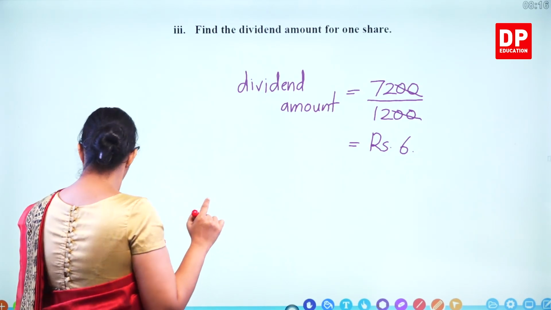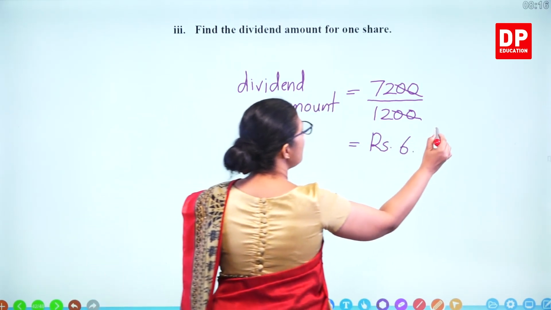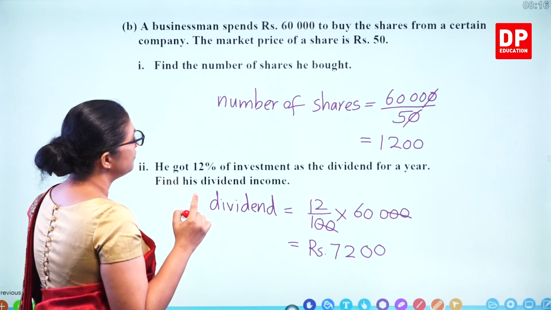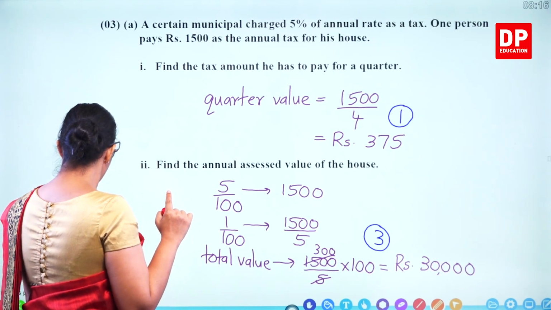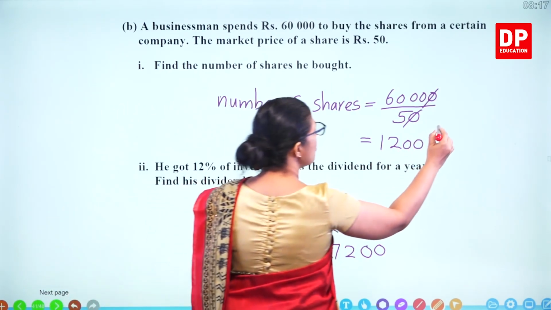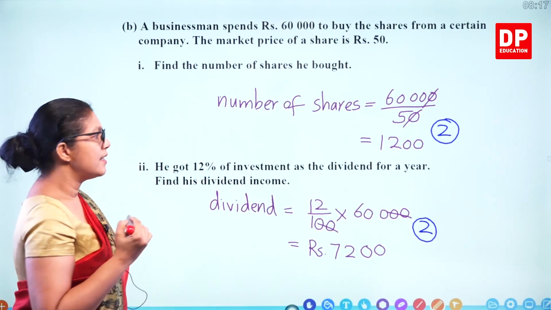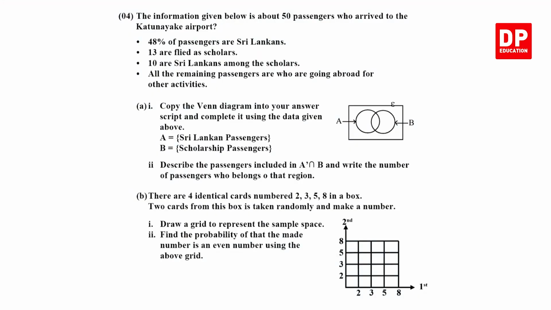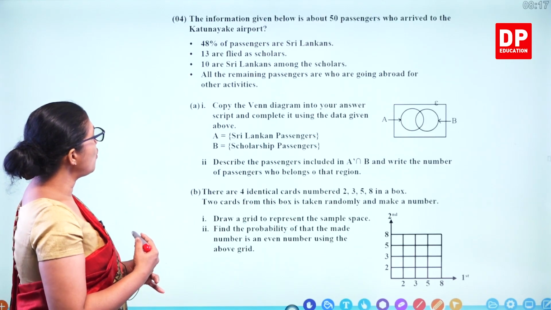So 3 parts. So we'll decide how many marks. This one we can give 2 marks. And previously 4. So 4 plus 2, 6 already given. 6 and we'll give 2 and 2 here. 2 and 2. So altogether 10 marks for this whole question. Now you can try question number 4.